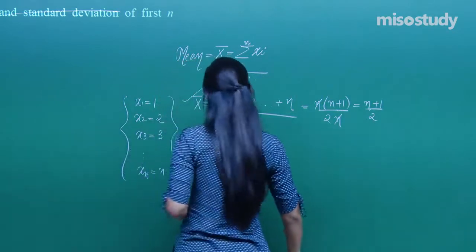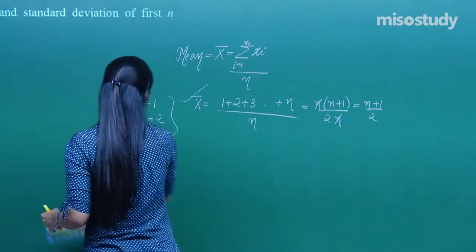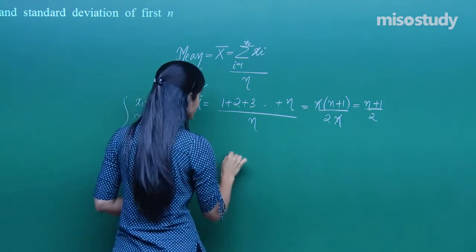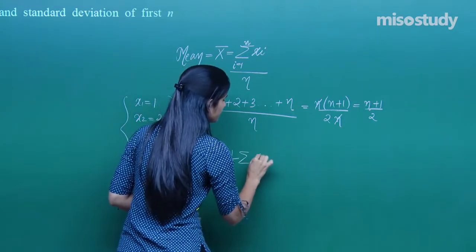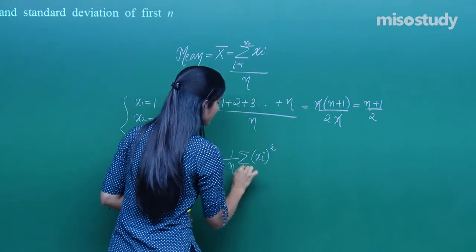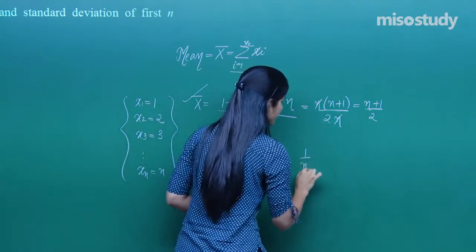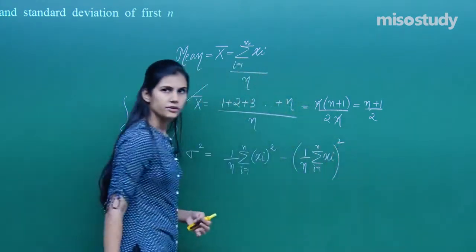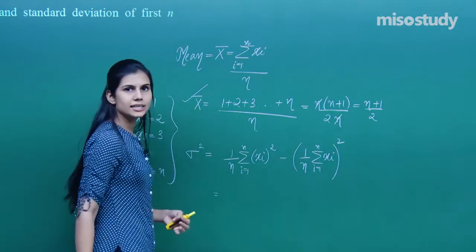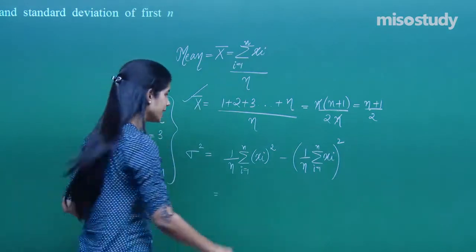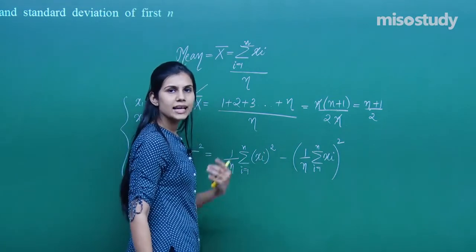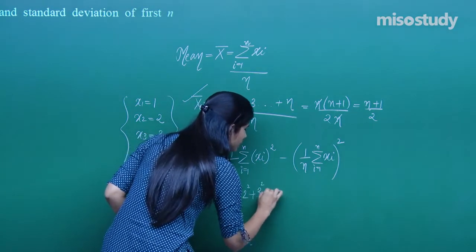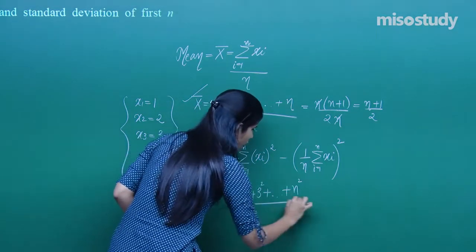Let us evaluate the standard deviation as well. How do you do it? I know how standard deviation is evaluated. It is evaluated as 1 by n summation xi square, i varying from 1 to n, minus 1 by n summation xi, i varying from 1 to n, whole square. I know x1, x2, x3 up till xn are nothing but 1, 2, 3, 4, 5 and so on till n. So if I am squaring each of the xi's and adding them from 1 to n, that means I am taking 1 square plus 2 square plus 3 square and so on plus n square, whole upon n.